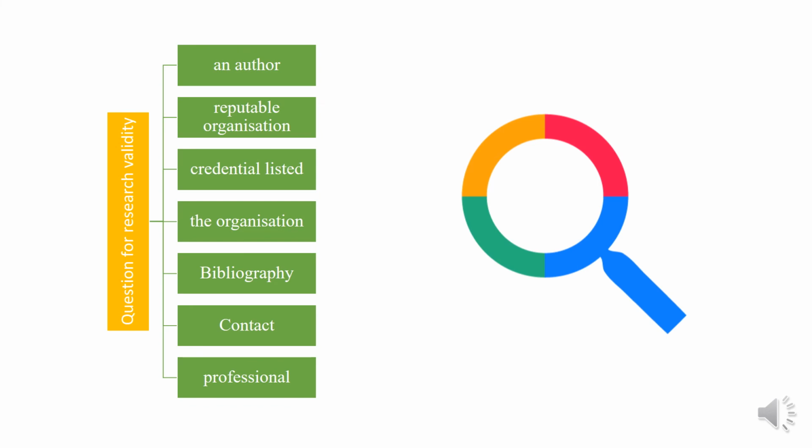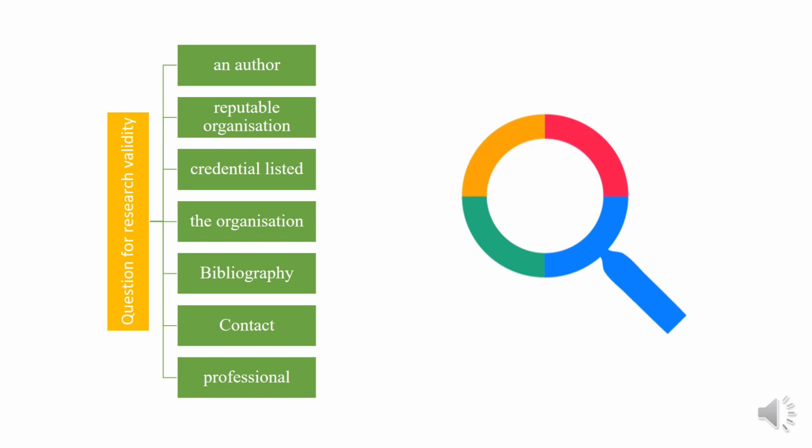reputable and valid sources will often leave a few clues. The following questions can help you determine whether the site you are researching is valid. Number one, does the information have an author? Number two, is the author from a reputable organization? Number three, are the author's credentials listed?